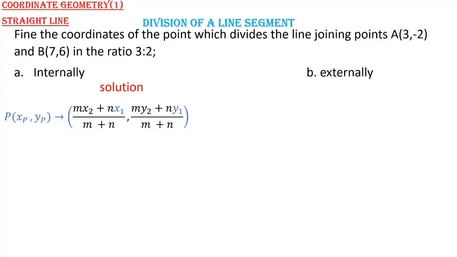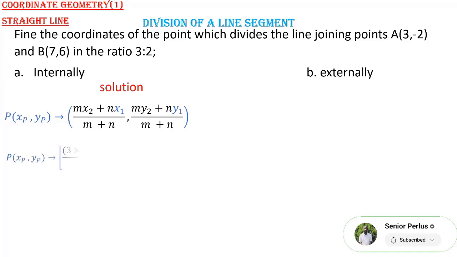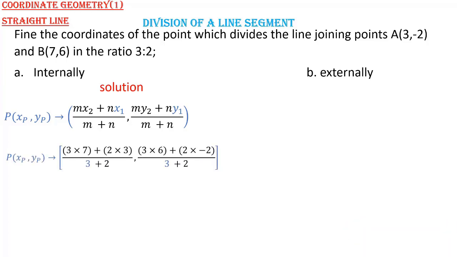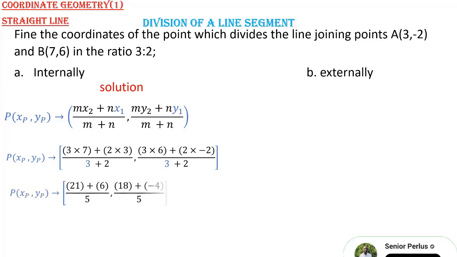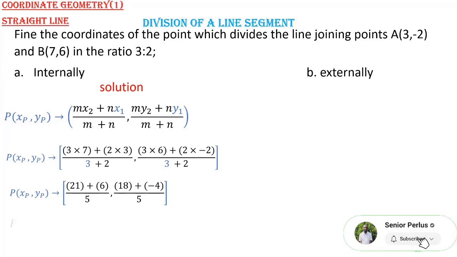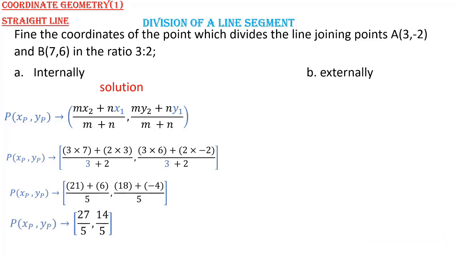Then we have our points A and B. So we indicate our (x1, y1) and so on. Then we substitute. If we substitute, this is what we get. Our m is 3, x2 is 7, and so on. Then you simplify. This is our final answer. So the coordinates of the point that divides the line are 27 out of 5, 14 out of 5.